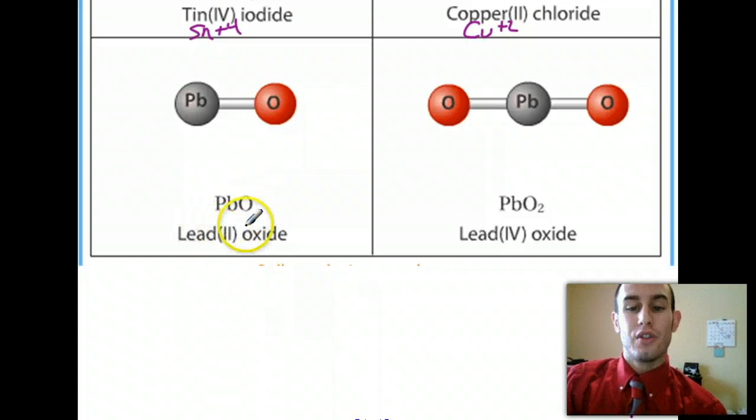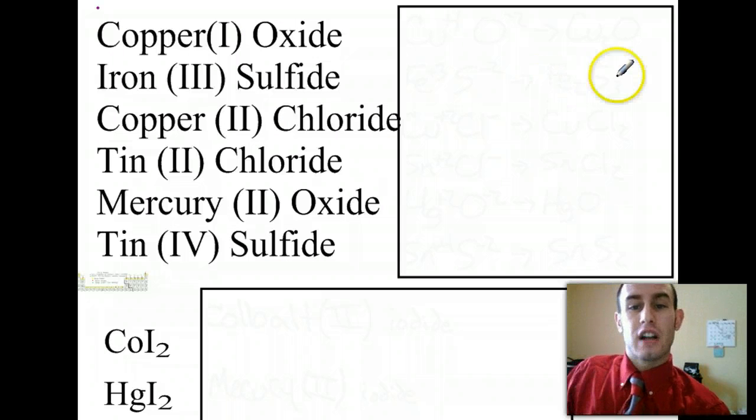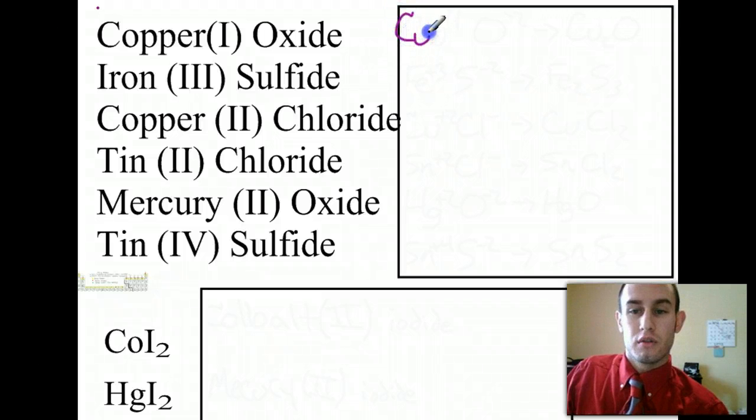PbO, lead(II) oxide, the plus 2, versus a lead(IV) oxide. So let's look at some of those examples. Here's copper(I) oxide. How am I going to write the formula of this? Well, copper's symbol is Cu. I know it's 1, so it's going to be a plus 1.